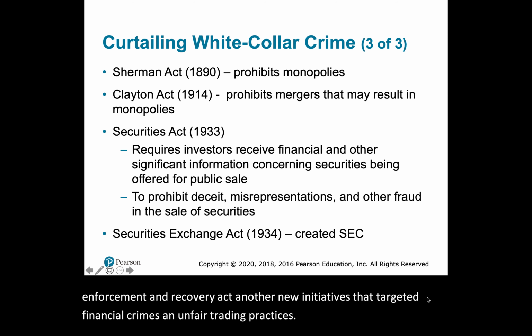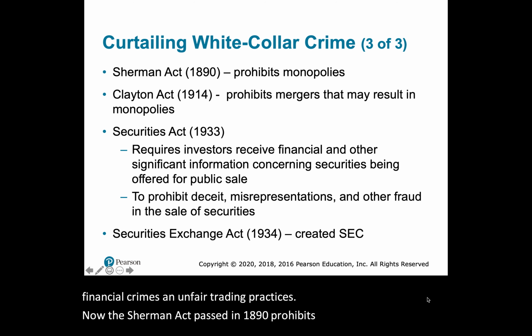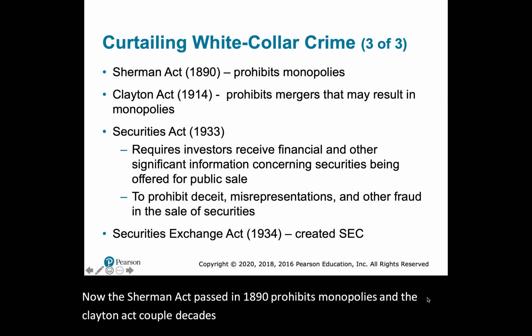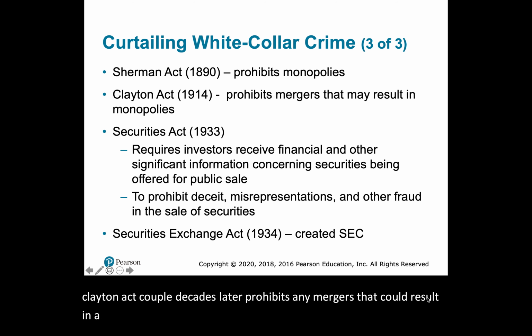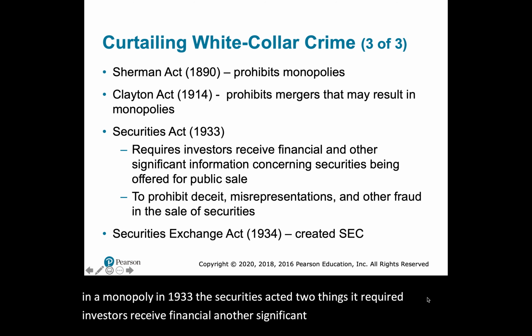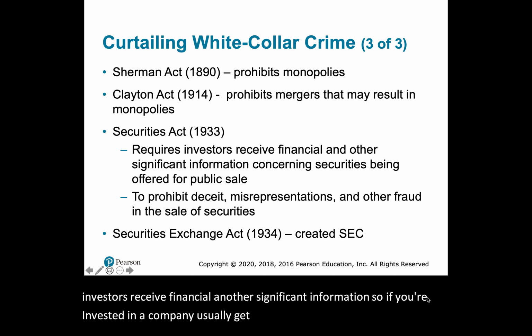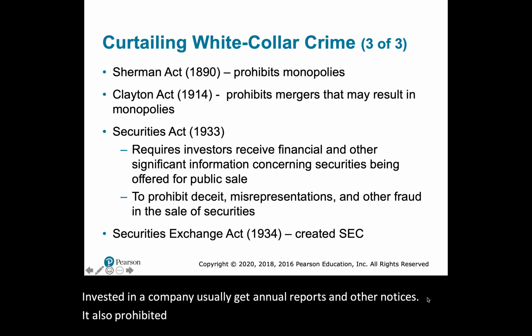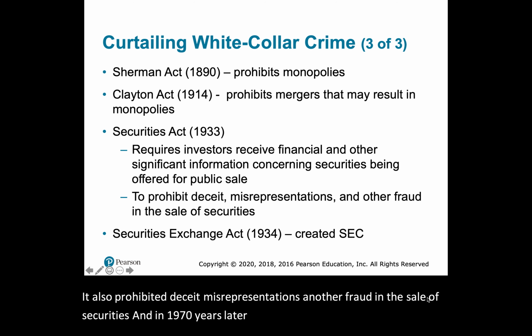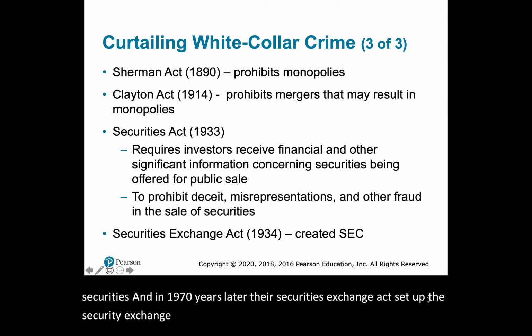Now, the Sherman Act, passed in 1890, prohibits monopolies, and the Clayton Act, a couple decades later, prohibits any mergers that could result in a monopoly. In 1933, the Securities Act did two things. It required that investors receive financial and other significant information. So if you're an investor in a company, you usually get annual reports and other notices. It also prohibited deceit, misrepresentations, and other fraud in the sale of securities. And in 1934, a year later, the Securities Exchange Act set up the Securities and Exchange Commission, which is in charge of overseeing and enforcing the law in regards to securities.